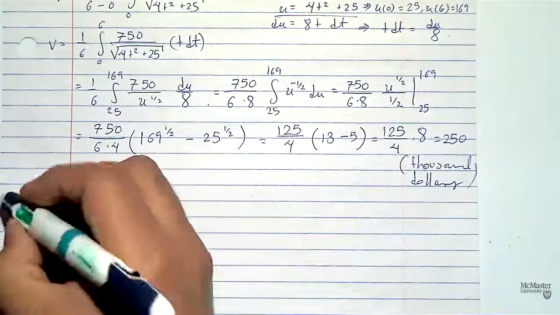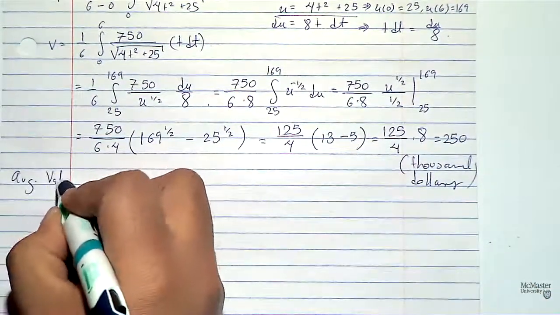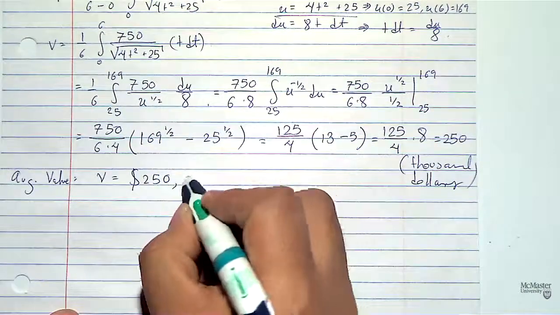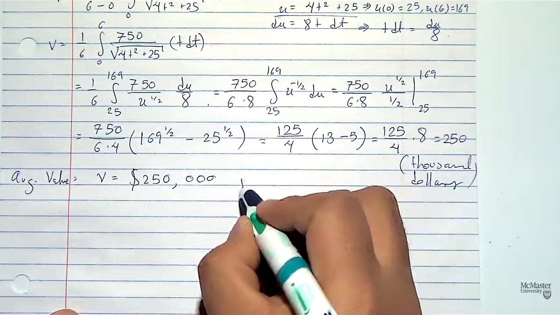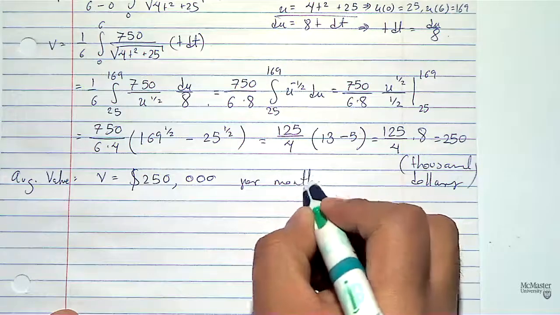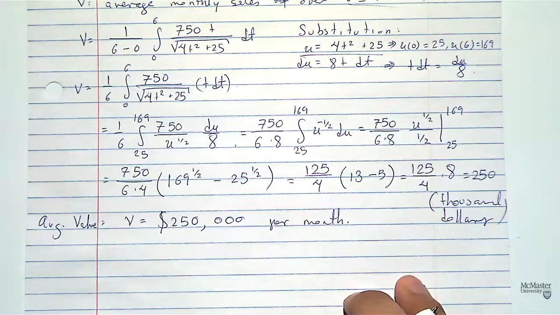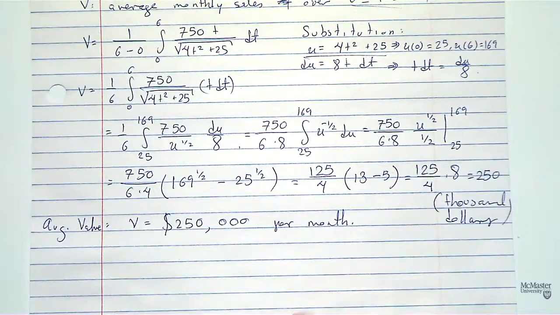So the average value, which is B, is in the units of $250,000 per month. Okay? Even for the algebra, the function was simple enough, right? We got something like perfect squares and then taking the square root. So life was simple in this case. It's because of the choice of the function.